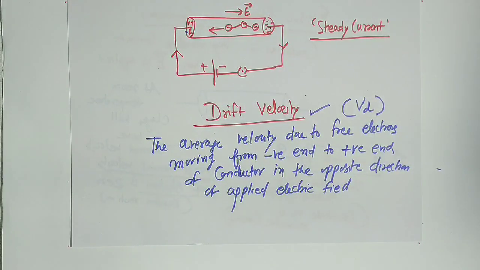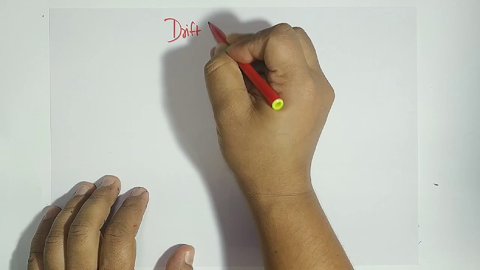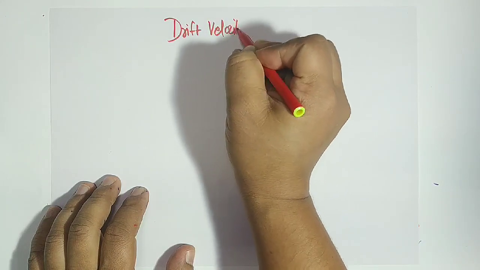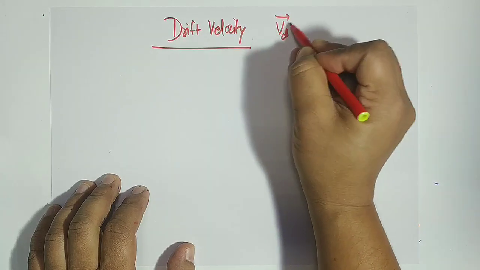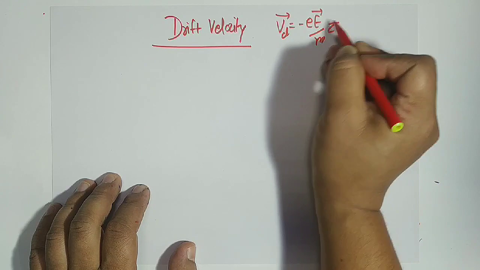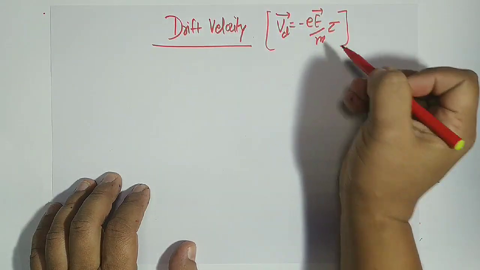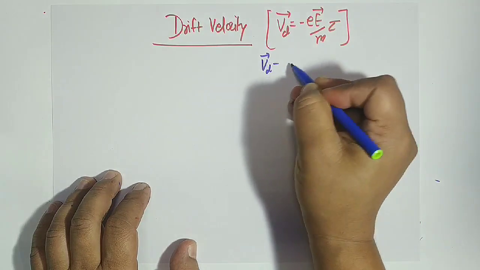So this is how we have started with the drift velocity. The first concept which comes is the drift. Now, the expression for drift velocity. How are we going to derive the expression? See, drift velocity is the average velocity of the electrons. You know that. And the expression of drift velocity is Vd = -(e/m)Eτ.